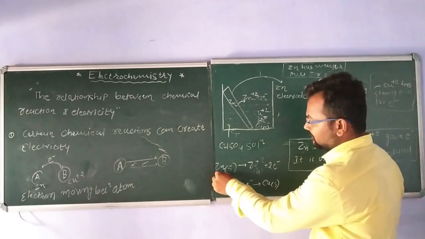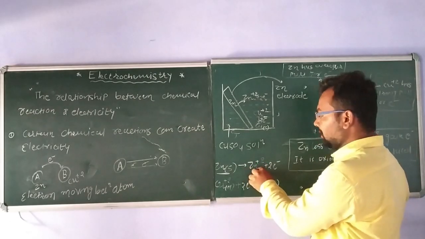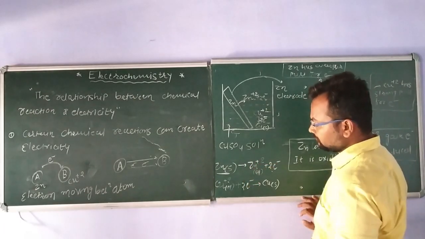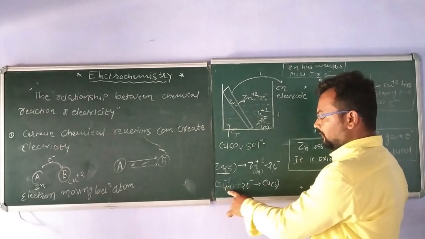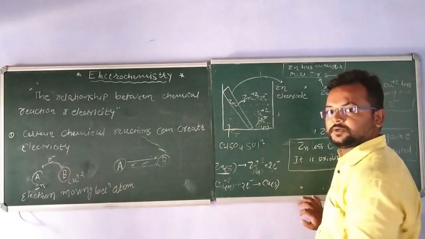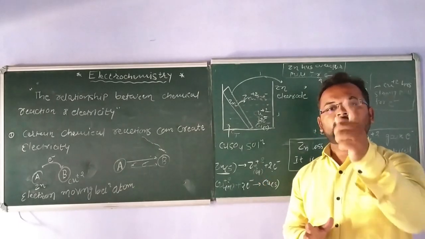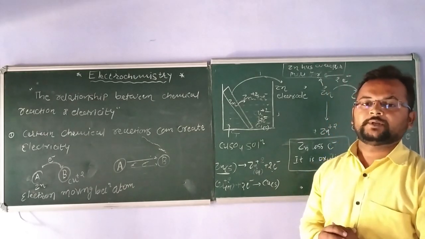The reaction is Zn(s) is converted into Zn+2, that is aqueous form, and releases these 2 electrons. And in CuSO4 solution, that means Cu+2 aqueous form, gets 2 electrons and is converted into Cu in solid form. So the question is, why is electron moving from the zinc to the copper electrode?